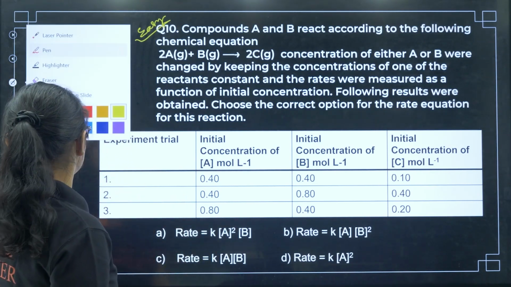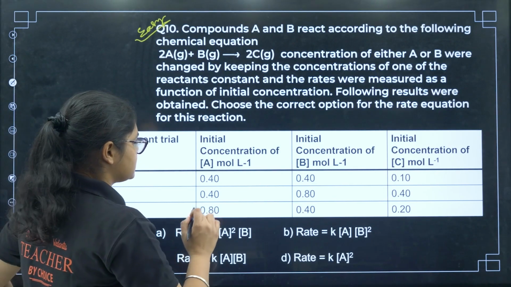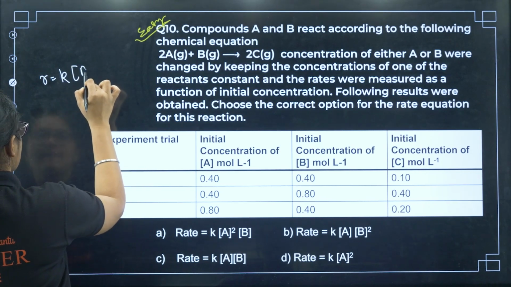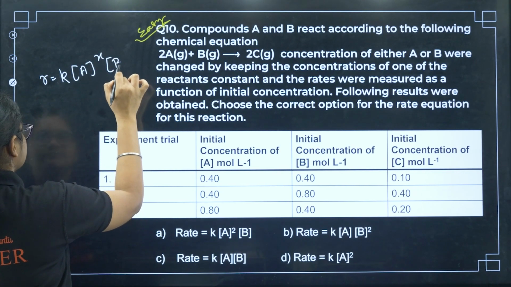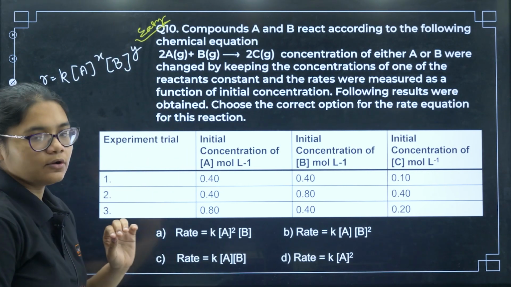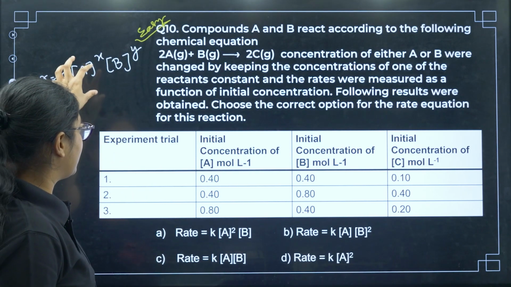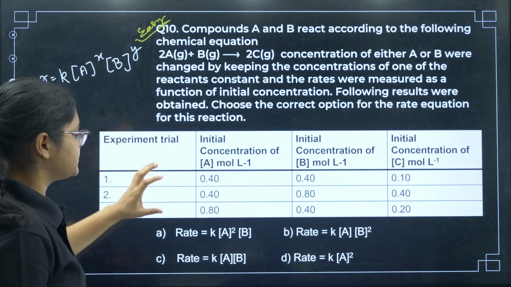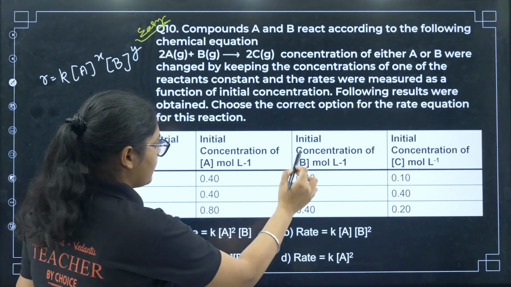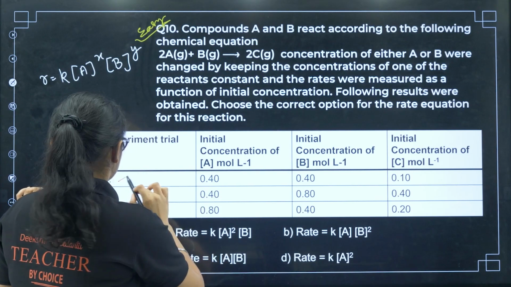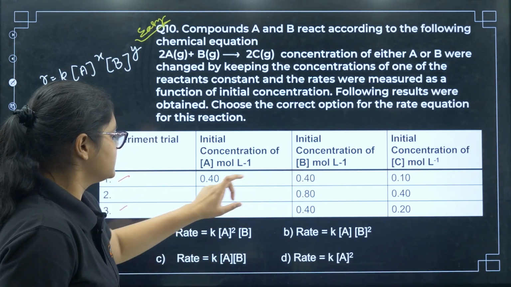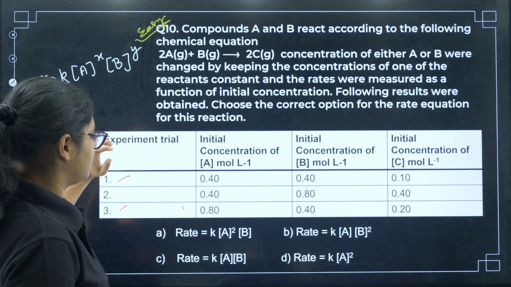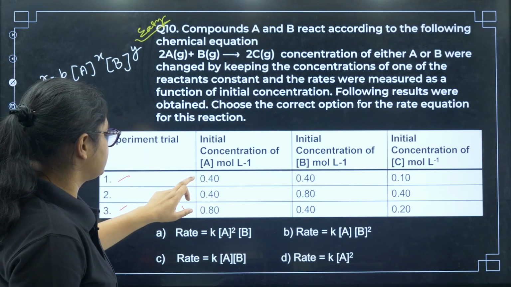Now if I want to find the correct order, let me assume that rate is equal to K into A to the power of X, B to the power of Y. Now if I want to find the X value, I have to keep B constant, right? Now in which reactions is B constant? So B is constant in the first and third reaction, right? So from first to third, what is happening? B is constant, right? So first, what is happening to A?